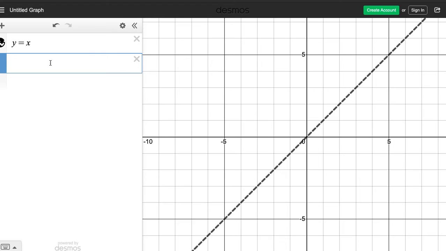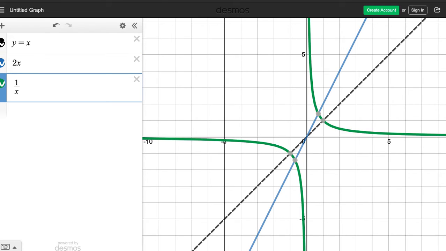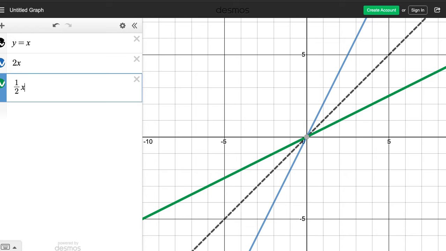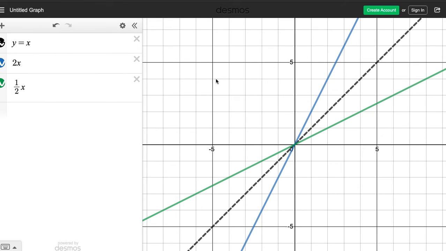Can someone give me a function and an inverse function? I already named one of them. What's a function that undoes another function? I'll give you an example. If I do 2x, to undo 2x, I have to take half of x. Half of x. Those are a reflection of each other. To undo multiply by 2, I need to divide by 2.